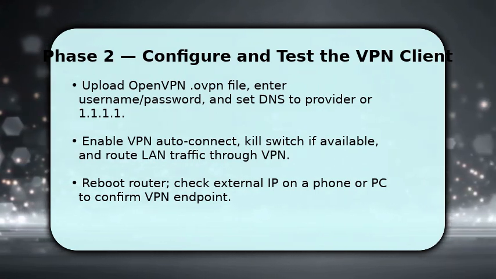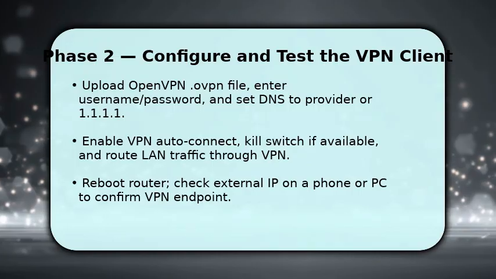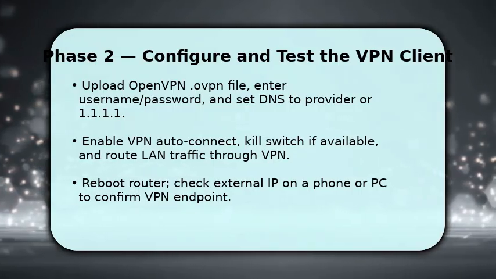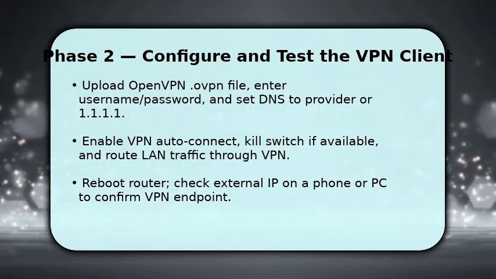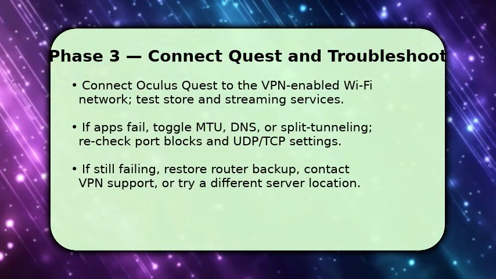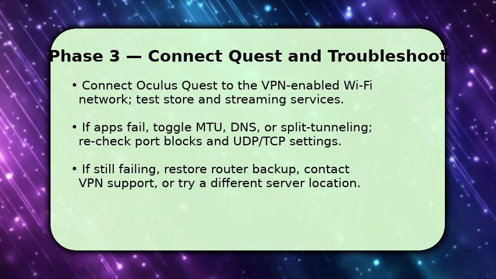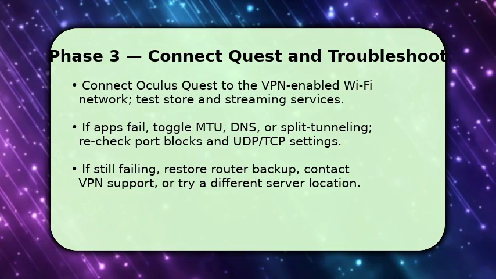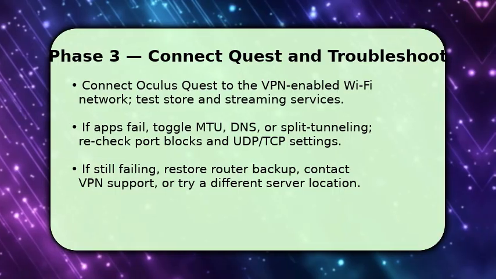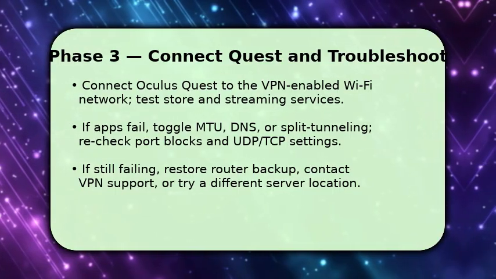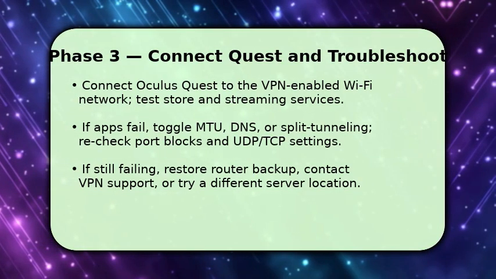Then, from a phone or laptop on the same Wi-Fi, confirm the external IP and server location to verify the tunnel is active. Finally, put on your Quest and join the Wi-Fi that the router is now protecting. Try the Oculus Store, streaming, or multiplayer. Slowdowns mean you should switch VPN servers or enable faster protocols like WireGuard or UDP.